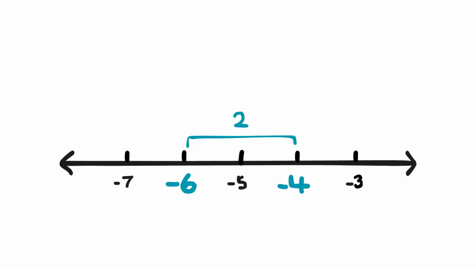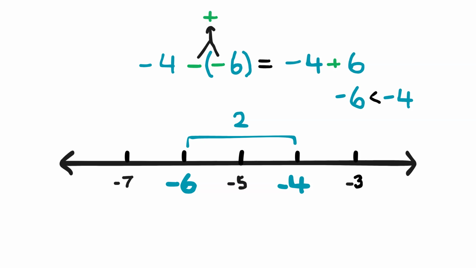We can also use subtraction. If we subtract the smaller number from the larger number, we can find out how far apart they are. Remember, numbers further to the left are smaller, so here we subtract -6 from -4. When subtracting a negative number, the double negative turns into a positive. So subtracting -6 is the same as adding 6. This tells us the numbers are 2 units apart.